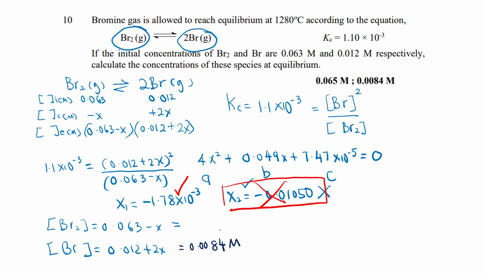0.0084 molar, and the concentration of Br2 is 0.065 molar. Alright, so this is the final answer. What are we looking for? The concentration of the species at equilibrium. So that's for question number 10.